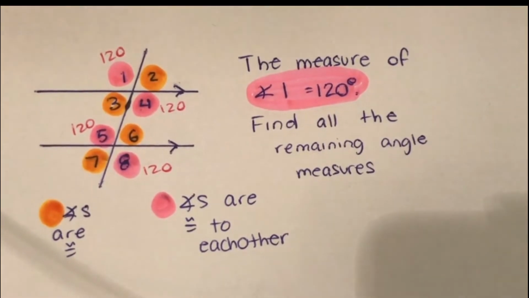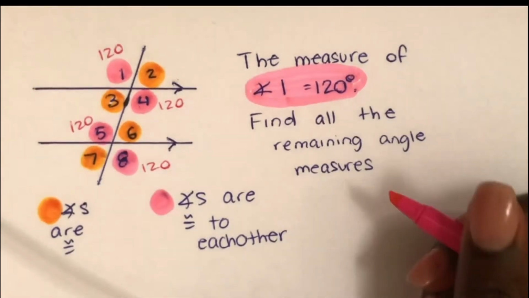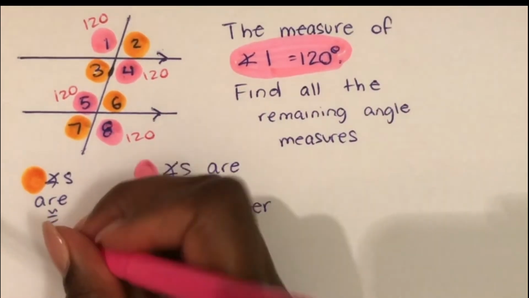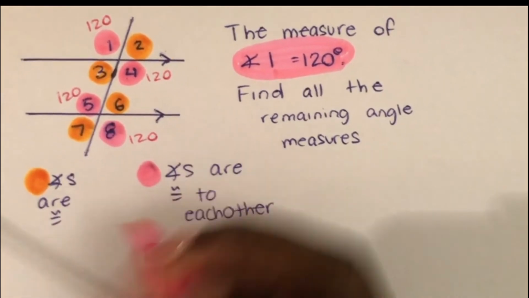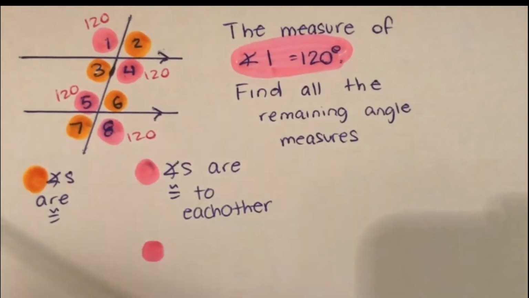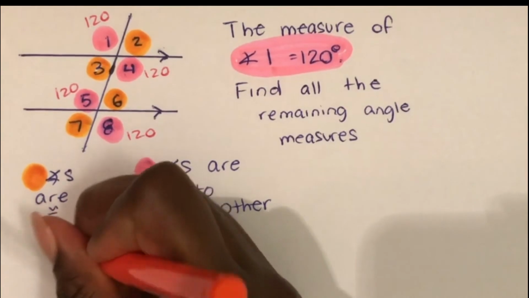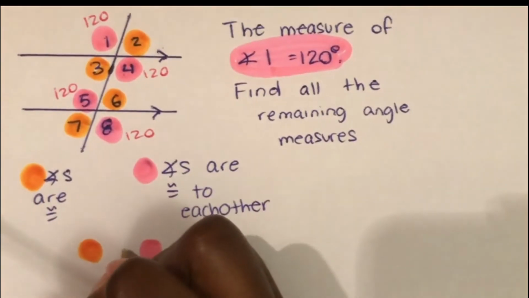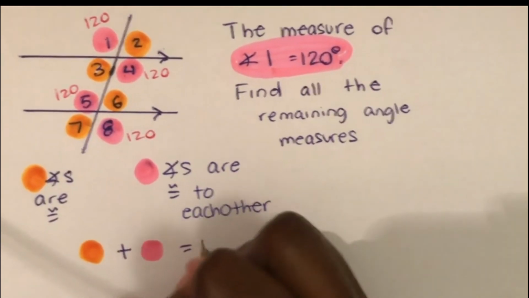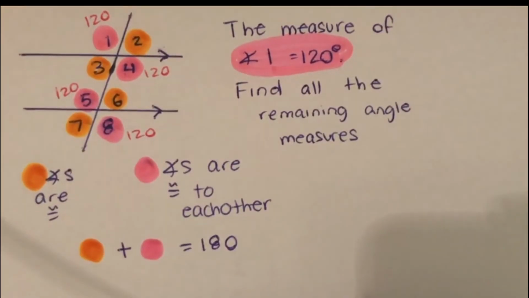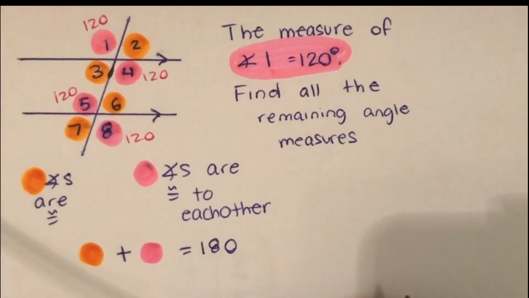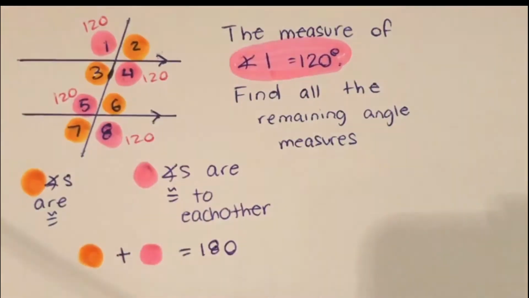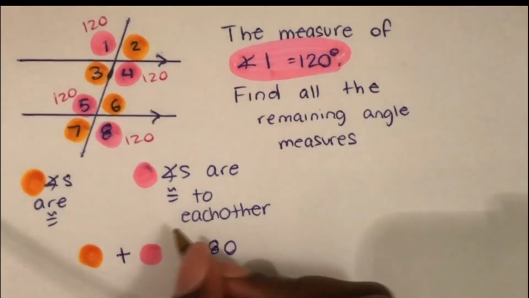All right, so now you're probably wondering, well, what's the purpose of pink and orange? Well, here's the purpose. Here's a relationship between the two. Your pink angles and your orange angles are supplementary. And what that means is if I were to add the measure of the two angles, I would get 180 degrees.